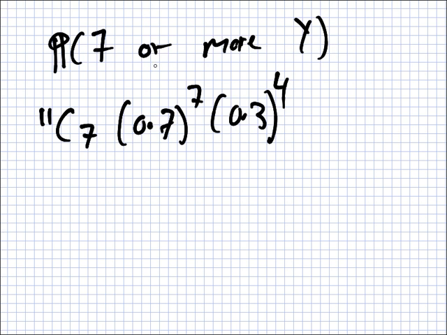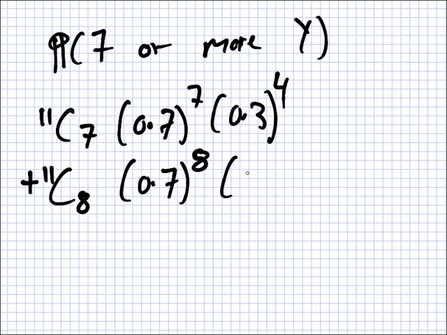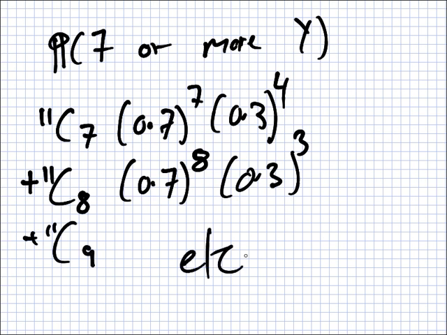But of course, 7 or more yeses means there could have been more. It literally said that. Ah, okay. Yeah, that's right, isn't it? And then the next one is 11C9, etc., up to 11. So you'll have to do them one by one and then add them.